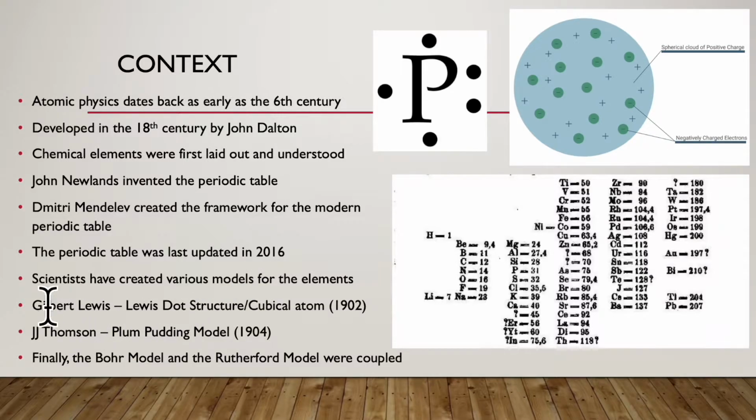And of course, some context: Gilbert Lewis created the Lewis dot structure, also known as the cubical atom, in 1902. And then J.J. Thomson had the plum pudding model. I always remember that because of its funny name. And then, finally, the Bohr model and the Rutherford model were created separately, and then they were coupled together. You can see right here, we got some pictures. First model, we got a little phosphorus. That's the cubical atom. And then this is the Rutherford diagram.